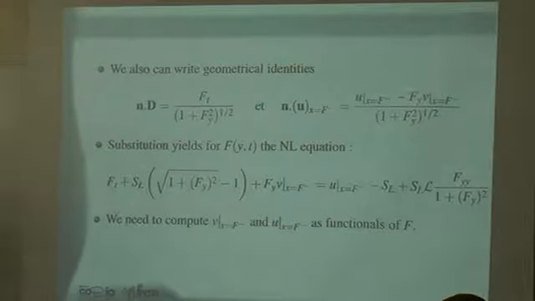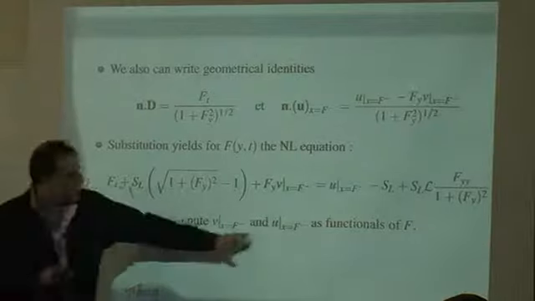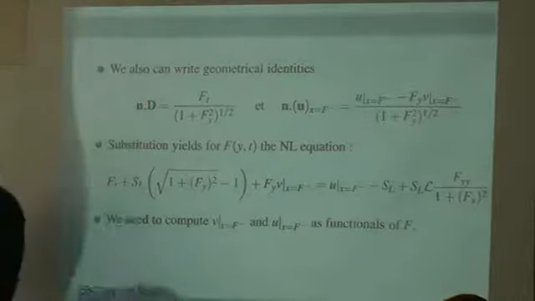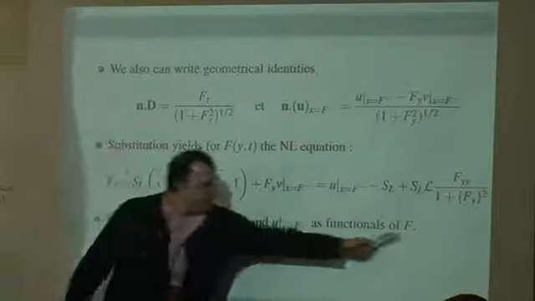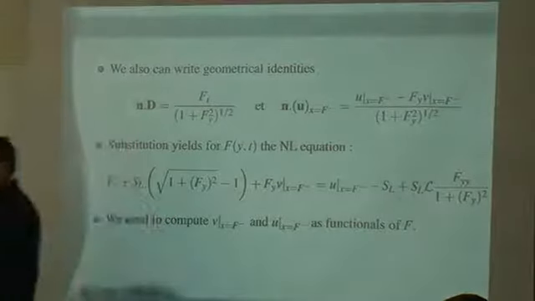You see? Here you have fresh gas. Here you have burnt gas. You need to compute the components u and v of the velocity just at the discontinuity on the fresh side. And what we want to do is to express these components as functionals of f.